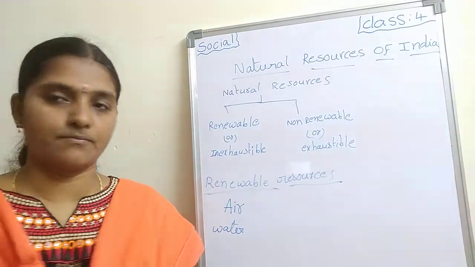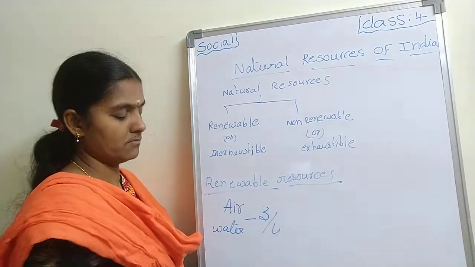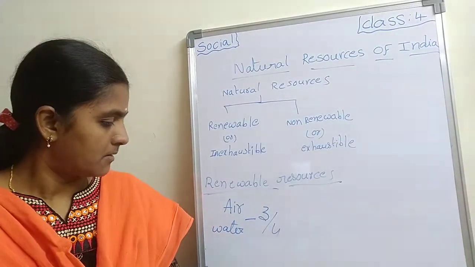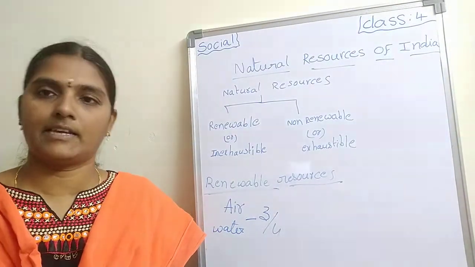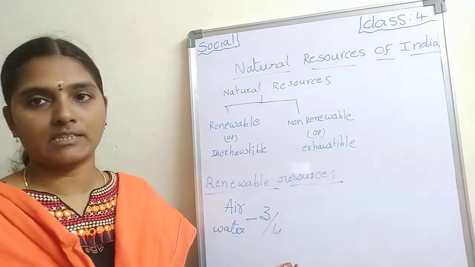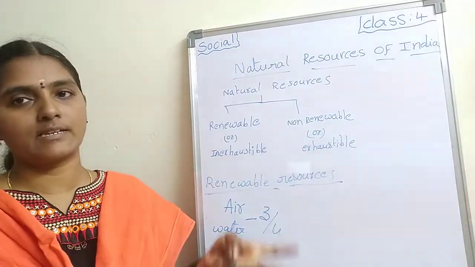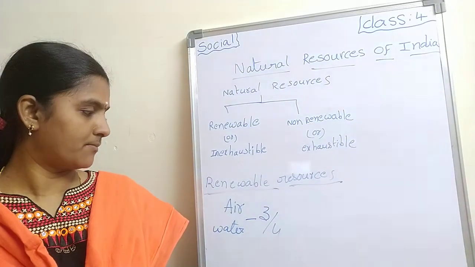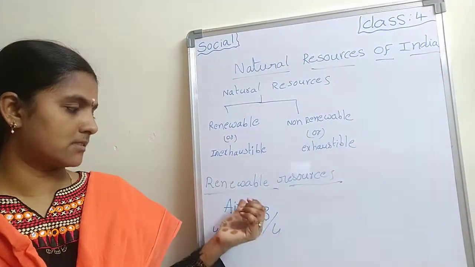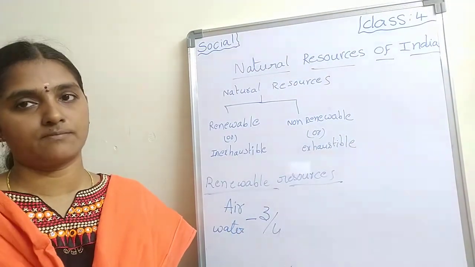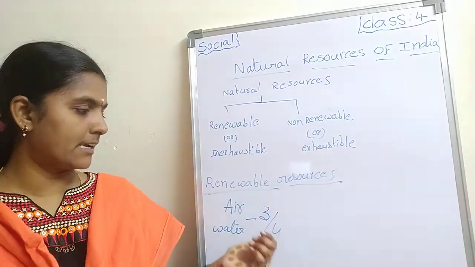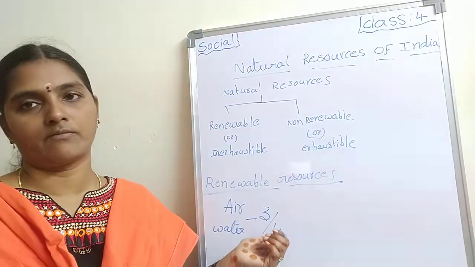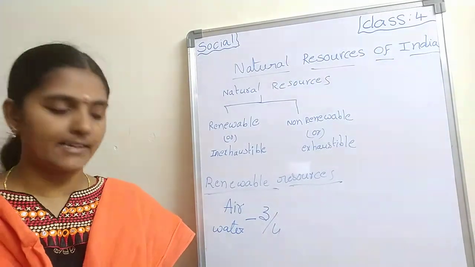Next, water. Water makes up 3/4 of the earth surface. Just like air, water is essential for humans, animals and plants to survive. Yes, water makes up 3/4 of the earth surface. Next, sunlight.